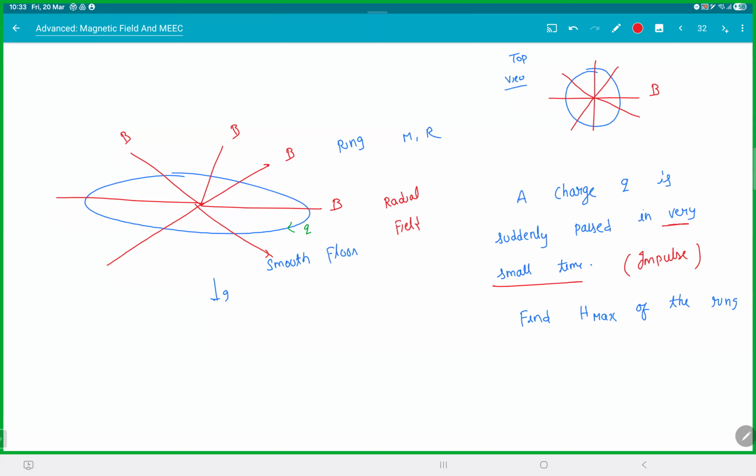So when you send a charge Q suddenly, how much time we don't know. Something happens and the ring flies into the air. Find the maximum height of the ring. The magnetic field is radial, B. Mass M, radius R, all that stuff you want.